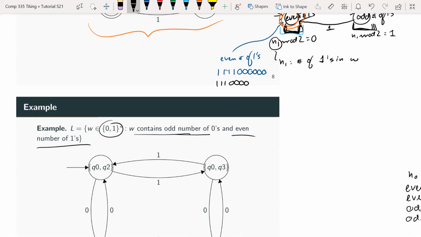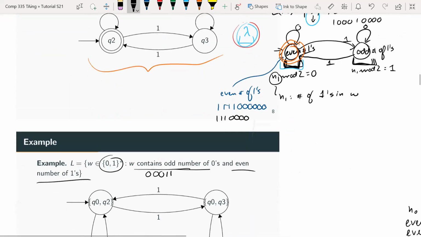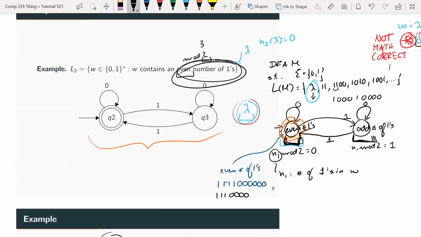Well, I would want an odd number of zeros, so let's say 0, 0, 0, and then an even number of ones, like 1, 1. The idea here is very similar to this, except that now you're not going to loop on 0 or on 1 when you're on a state. What's going to happen is, if you see a 1, you're going to go to a different state, and if you see a 0, you're going to go to a different state.